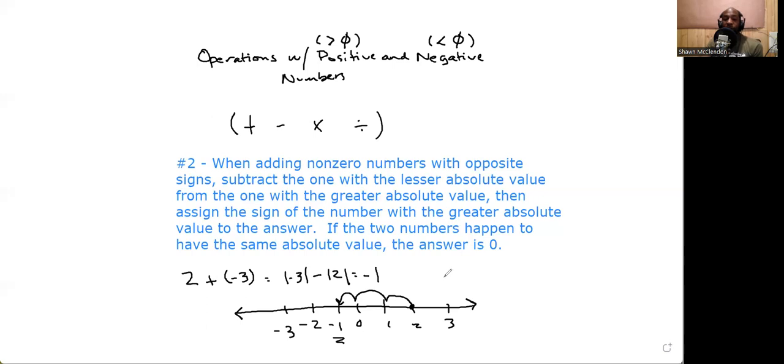If two numbers happen to have the same absolute value, so say, for example, you're doing 2 plus -2, then the answer is 0. So you can kind of see that here. If you take the absolute value of 2 minus the absolute value of -2, that's just 2 minus 2, which is just 0. All right, good. Let's keep on going. I'm going to erase it all. I don't need to have all that stuff right here.